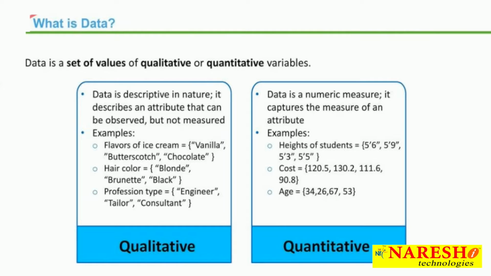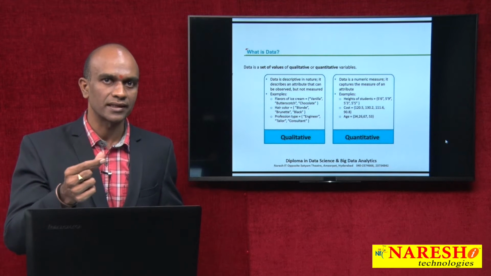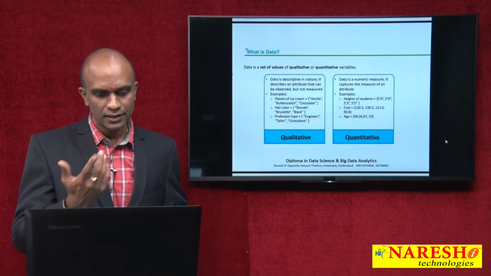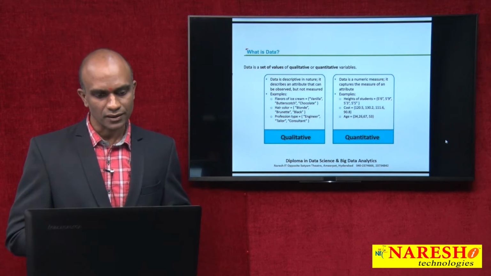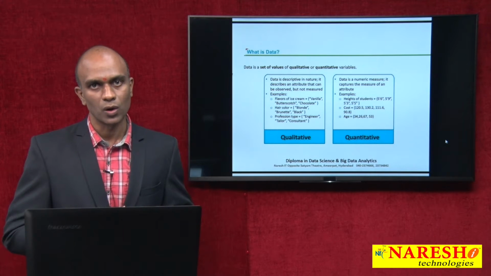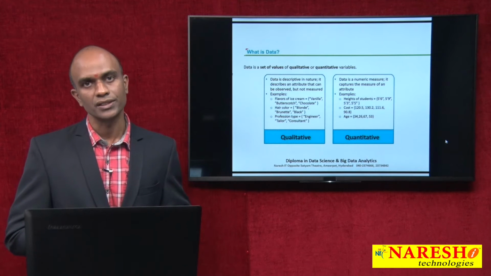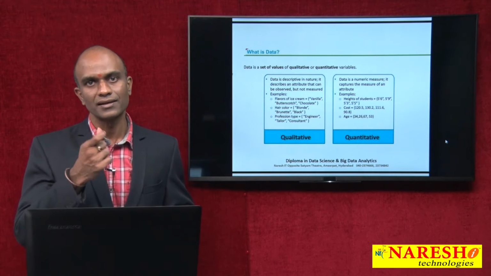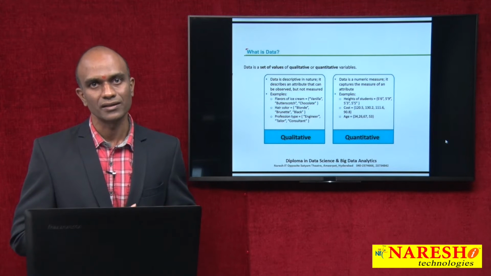It describes an attribute that can be observed but not measured. We know it is strawberry or we know an ice cream is butterscotch. We will not necessarily measure it, but we are able to describe it. That is an example of qualitative data, guys, okay? Similarly, we also have hair color, such as black, blonde, brown and so on, and profession type, such as engineers, tailors, consultants and things like that. That is an example of qualitative data, guys, okay?